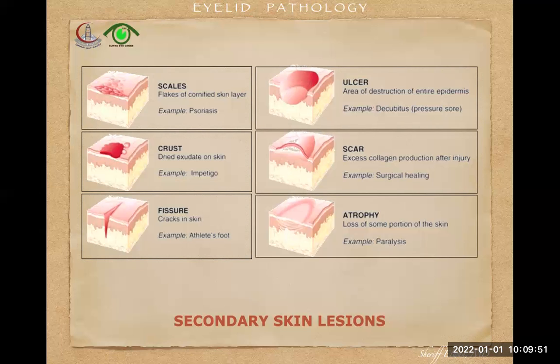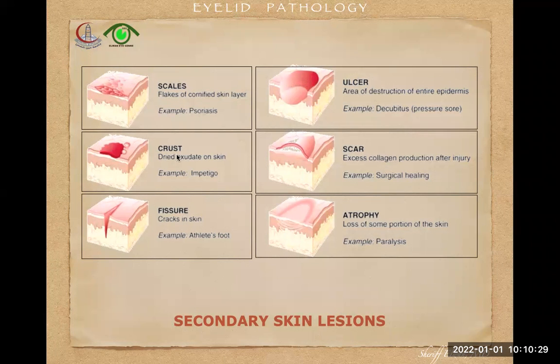So the secondary skin lesions are the scales, which are flakes of cornified skin. This will be differentiated from hyperkeratosis by being flakes, not a complete layer, just small crusts. And by crust, pathologically speaking, there is a dried exudation, a fissure is cracking, an ulcer is destruction of an area, scar, laying of fibroblasts and collagen production, and atrophy, loss of some elements.